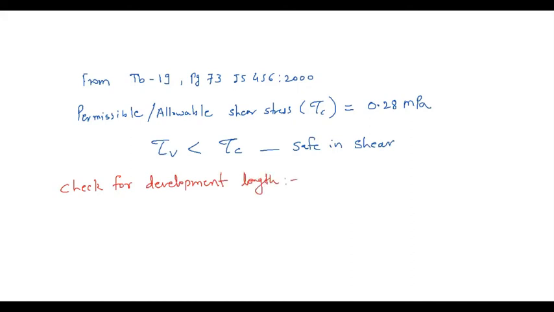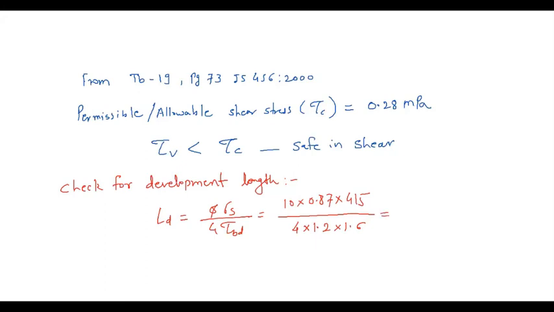So first we will calculate the development length. LD is equal to phi sigma s upon 4 tau BD. Just put the values. Phi is 10, sigma s is 0.87 into Fy is 415, divided by 4 into tau BD is 1.2, and in tension zone increase it by 60%. That is 1.6. So now if you solve it, what is the value?